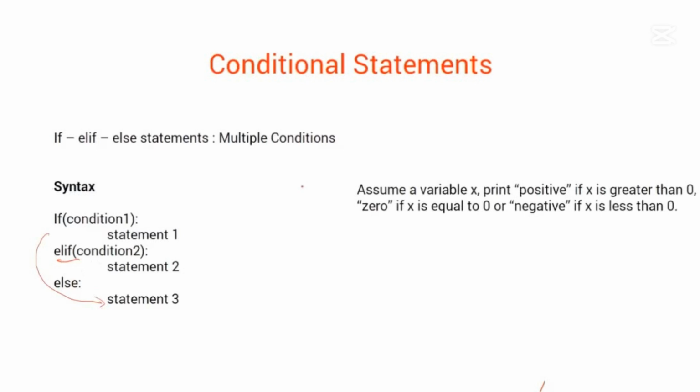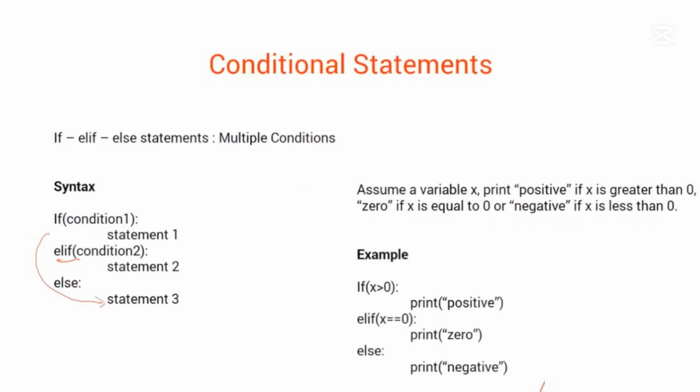Let's look at this problem. Assume that we have a variable x and we want to print positive if x is greater than 0, print 0 if x is equal to 0, and negative if x is less than 0. So how can we convert this problem statement into an if elif else statement? Let's see. First, I want to check if x is greater than 0. So this block over here checks whether x is greater than 0, and if yes, it will print positive. But I also want to print 0 if x is equal to 0. So I'll put this x equal to 0 in the elif statement.